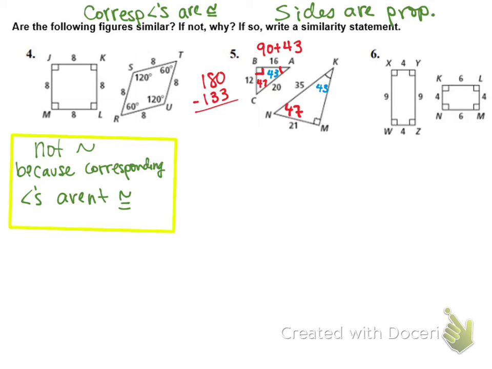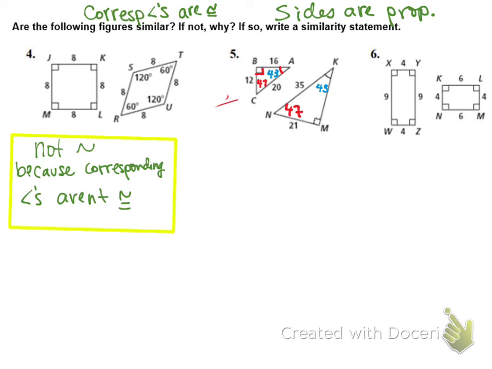You learned a theorem, it was probably in September, that if two angles are congruent to two angles, that means the third angle is also congruent. We learned it a long time ago. I just showed you with numbers. The corresponding angles are congruent. Let's see if the sides are proportional.